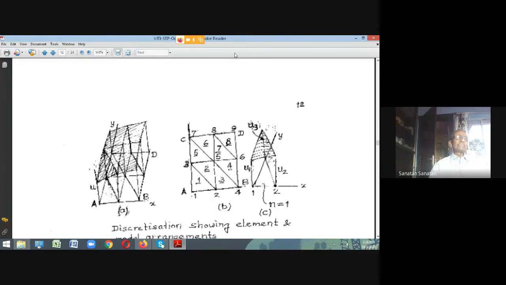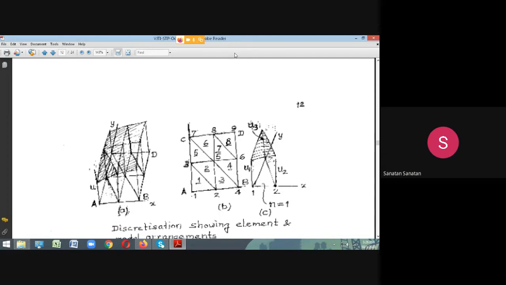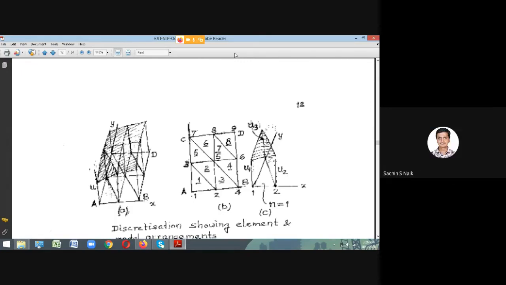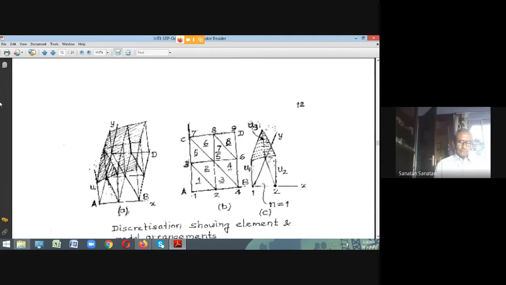So the problem of finding out the stress distribution, what we need to find out is this u surface, which is shown by that hatched surface. Is that clear to everybody? So therefore, we have to find out this surface. And you see it's a function of x and y.